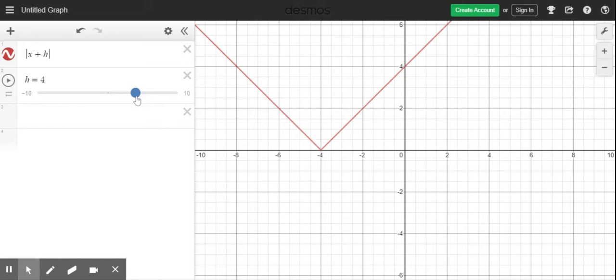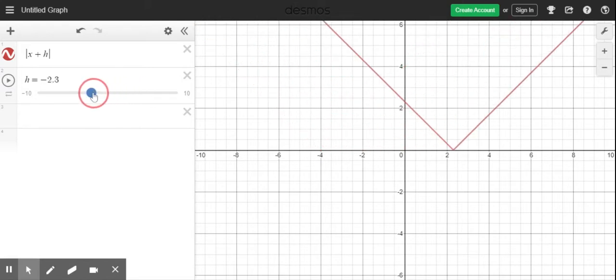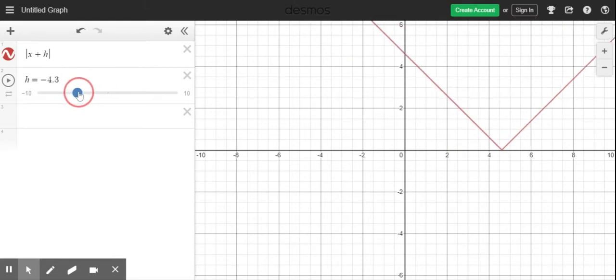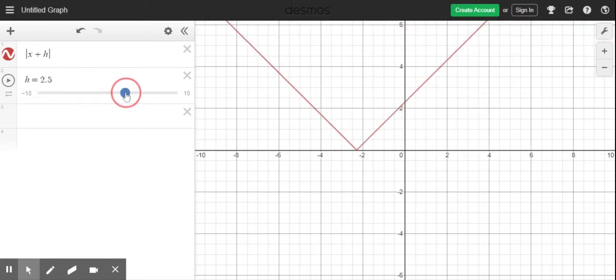So this is a little opposite to what we were seeing before, and it seems somewhat opposite of what we should expect. So adding a value to x actually makes it move to the left. And conversely, if we were to subtract a value, so if h were negative, it's going to make it move to the right. So this is a nice little way of transforming a function.